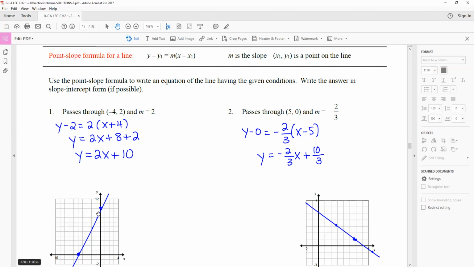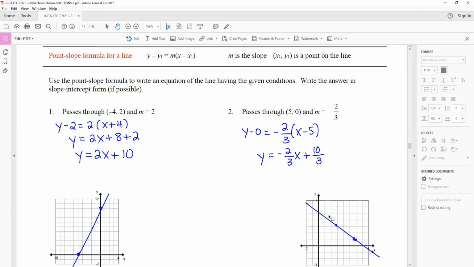Then we go down 1 over 1, down 1 over 1, down 1 over 1, down 1 over 1, and all the way down to here, at least past the x-axis. Okay, in this case, the slope is -2/3, and it passes through the point (5, 0). We replace y with 0, x with 5, and m with -2/3, which gives us y equals -2/3 x plus 10/3. This graph is drawn incorrectly.